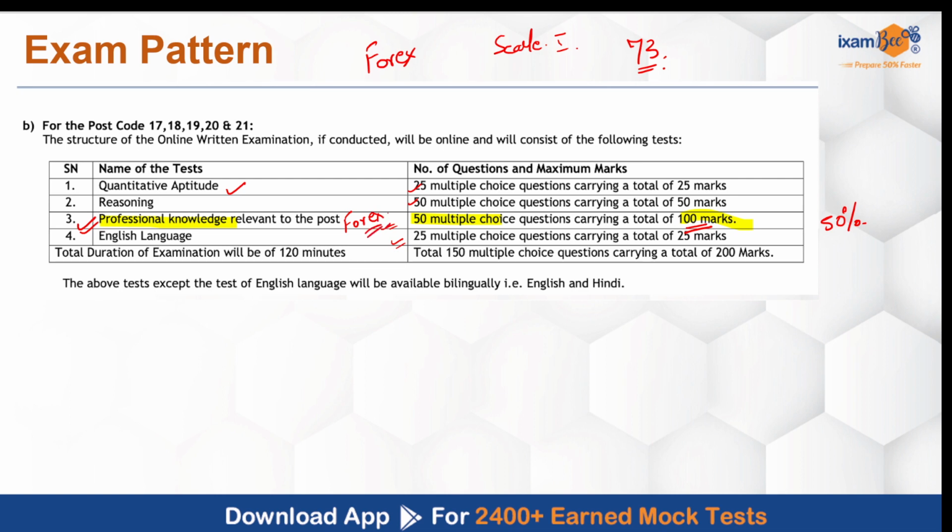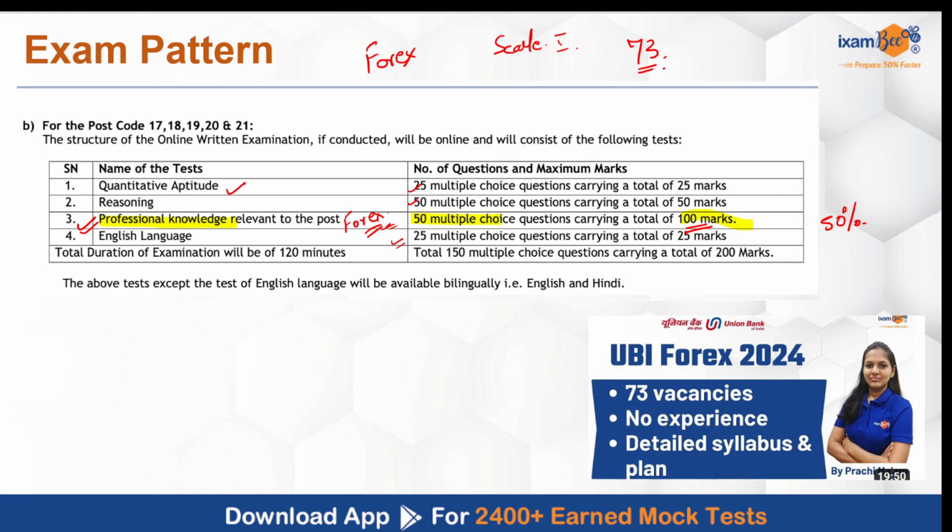If you want further details in relation to the detailed syllabus, the eligibility and the timelines for this exam, you can watch my video on our YouTube channel related to UBI Forex 2024 vacancies.